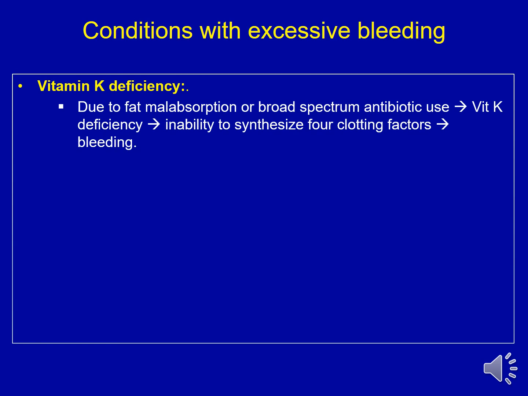Conditions with excessive bleeding. Number one, vitamin K deficiency. Vitamin K deficiency is either due to fat malabsorption or broad-spectrum antibiotics killing the bacterial flora of the large intestine. There is vitamin K deficiency, so there is inability to form the four clotting factors 2, 7, 9, and 10.